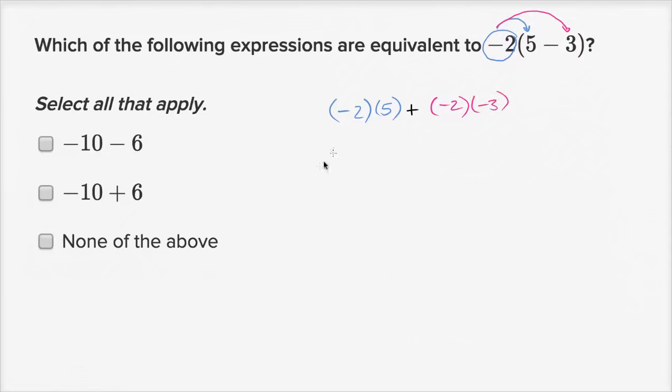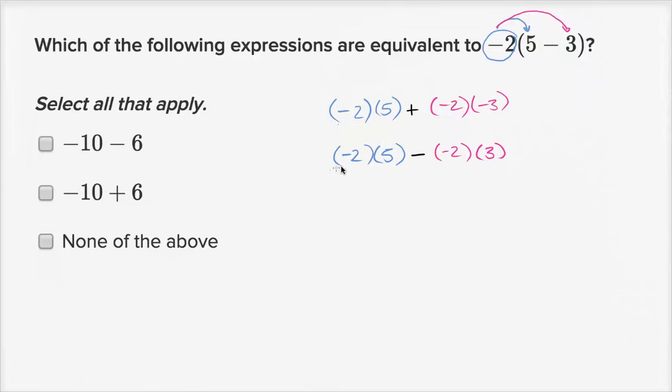Or you could view it as negative 2 times 5 minus, and if I'm putting a minus here, then I'm going to view this as a positive 3, that we're subtracting a positive 3. So minus negative 2 times positive 3. Notice I either wrote the negative here and a positive here, or I wrote the negative here and made this a positive 3. But these are going to be equivalent. Either way, I've distributed this negative 2. And what are these going to be equal to?